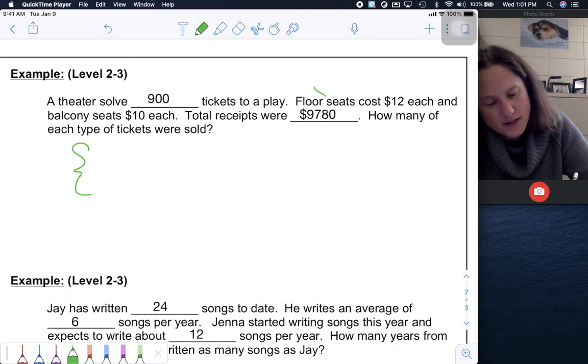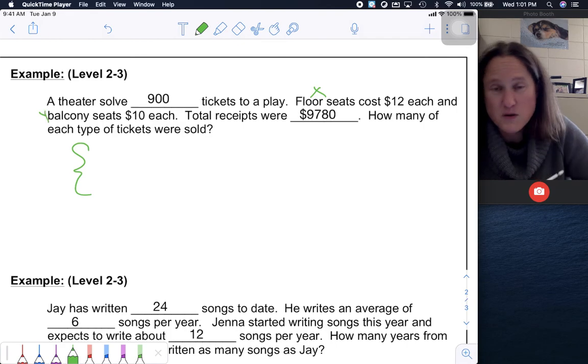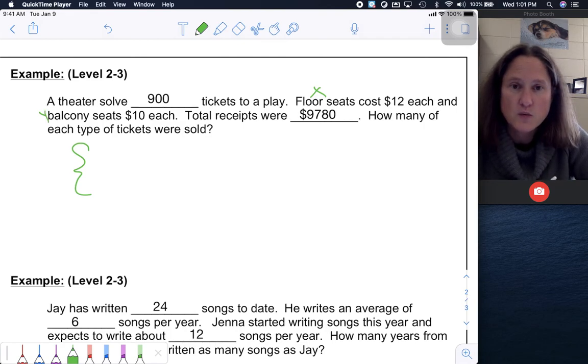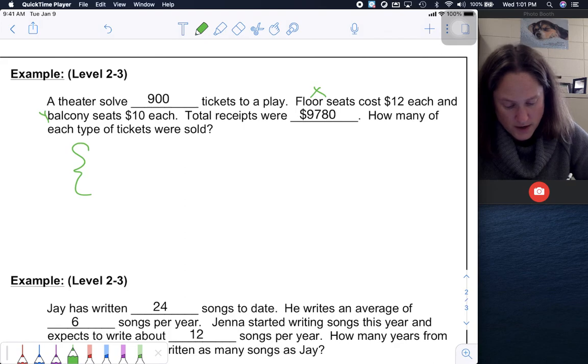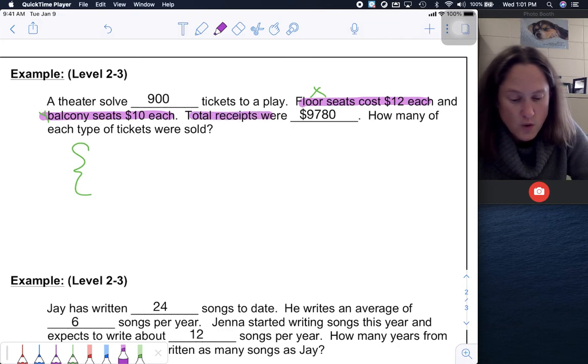So I'm going to go ahead and label those variables. Floor seats are going to be represented by X, and balcony seats are going to be Y. So anytime I'm dealing with floor seats, I'm going to use X. Anytime I'm dealing with balcony seats, I'm going to use Y. So here we have a lot of money going on. We have $12 for floor seats, $10 for balcony seats, and the total receipts were $9,780.